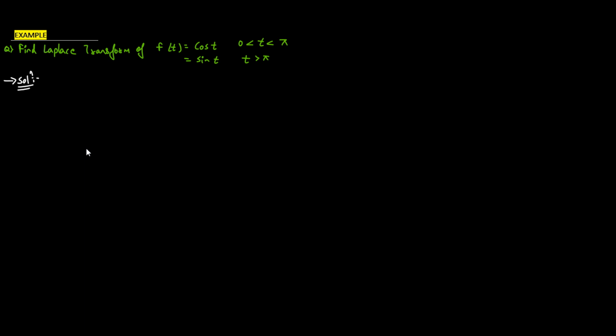Okay, f of t is equal to cos t for t in the interval 0 to pi, and the second part is sin t, for t greater than pi. So from this observation we can come to the conclusion that we have to solve by using the definition formula. So let's start with the solution.